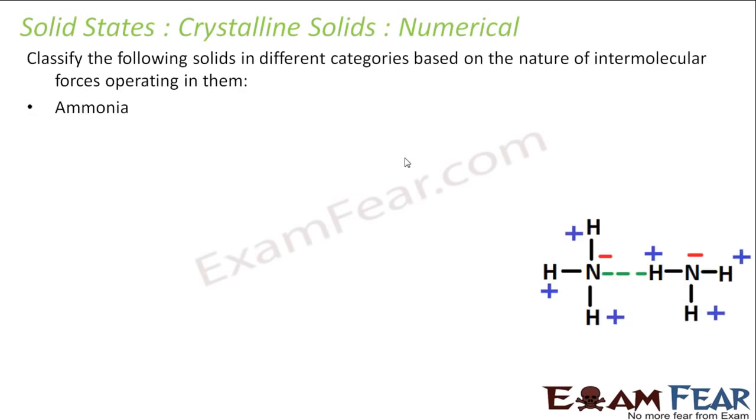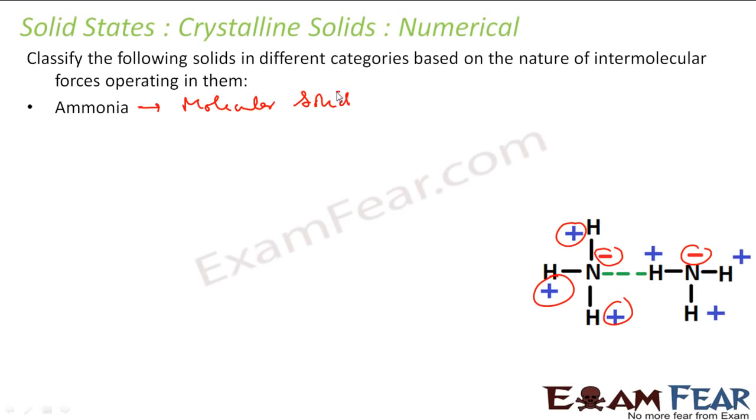The next is ammonia. Here also we will classify. If you see ammonia, you have this NH3. Nitrogen has a negative charge, all the hydrogens have a positive charge. There is a bond between this nitrogen and hydrogen. So this is also a molecular solid. I can say it's a hydrogen bonded molecular solid also, because there is a hydrogen bond between nitrogen and hydrogen.